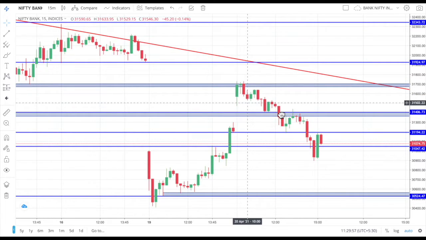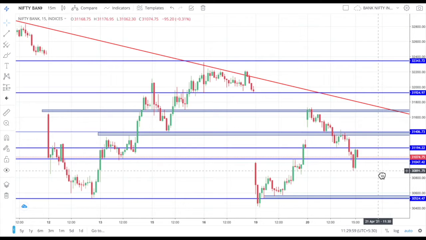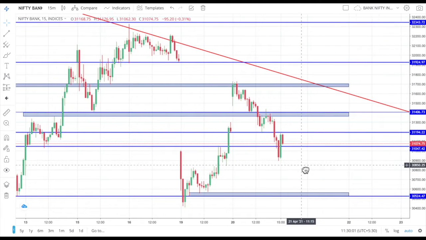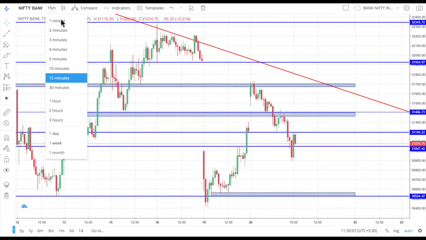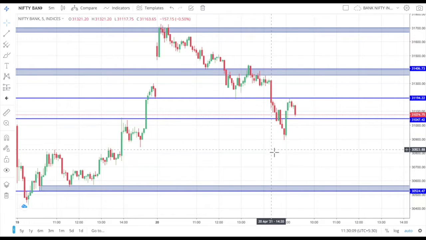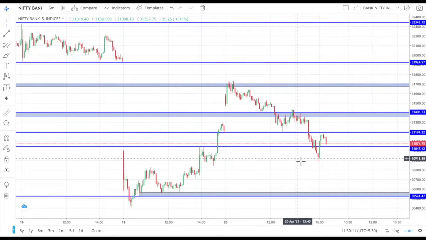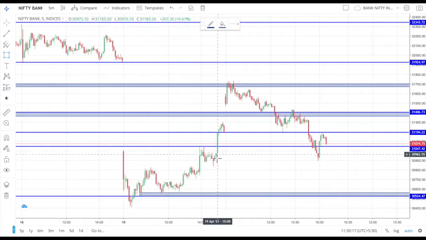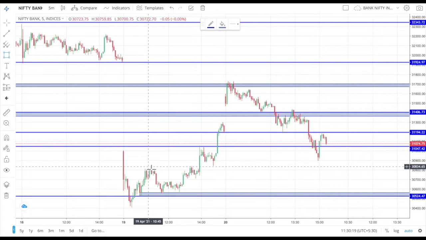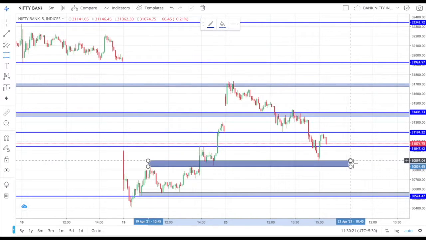See, on the 15-minute chart, all this that is drawn from the previous day's analysis stands good. We have one more kind of a support zone coming up here, that is this area here, because from here we reversed on 20th, so I'll keep this also marked.